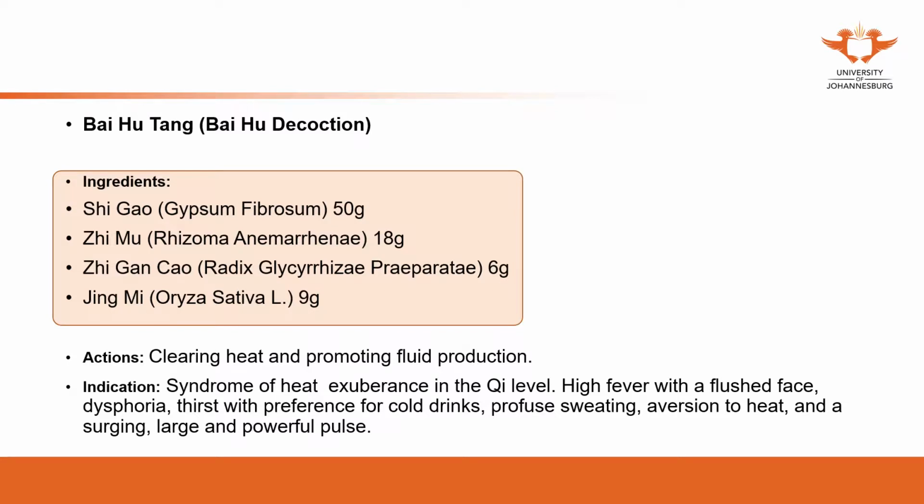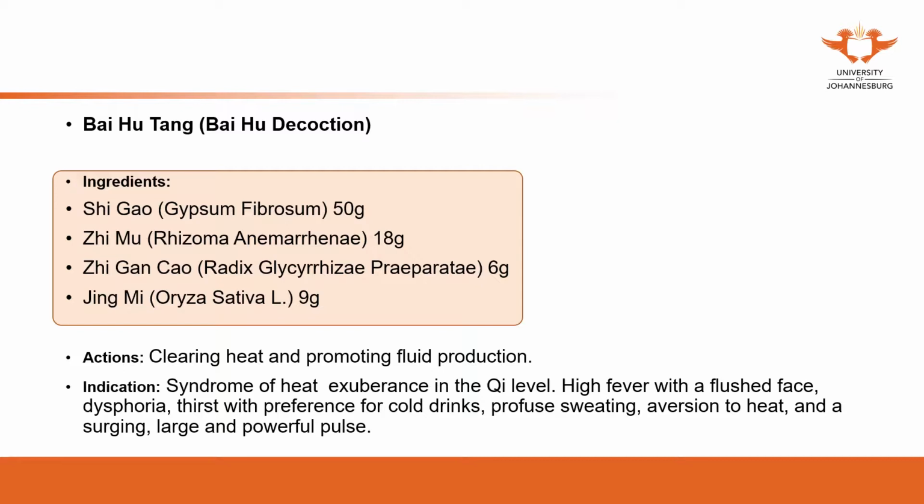These few formulae are all from 伤寒杂病论: 小柴胡汤, 黄连解毒汤, 白虎汤. 白虎汤 is the one for Yangming disease. For Yangming disease, there will be a few key manifestations for the application of 白虎汤. Firstly, high fever, severe thirst, severe sweating, and large and powerful pulse.